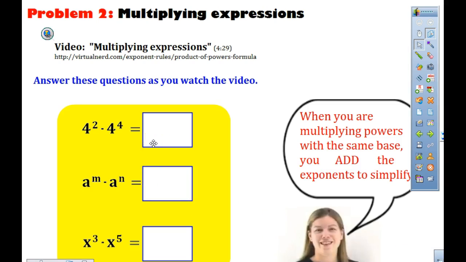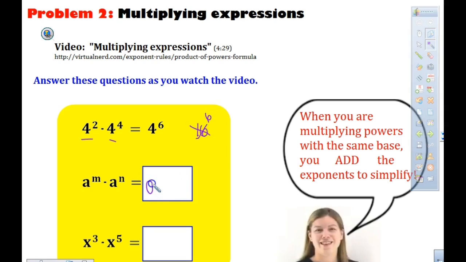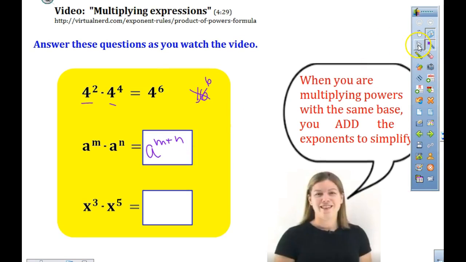I think most of you already put down your answer for this first one when we had 4 to the second and 4 to the fourth. And I am amazed that some of you, when we get to the quiz or a test on this, will tell me this answer, 16 to the 6th. You like to multiply these two. You can't do that. It stays the same. It is not a 16. This one is going to be a to the m plus n. And the last one, if we are adding those together, is going to give us x to the 8.